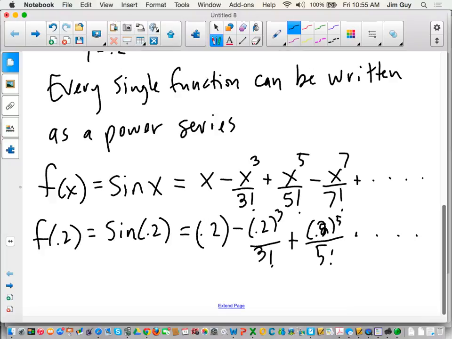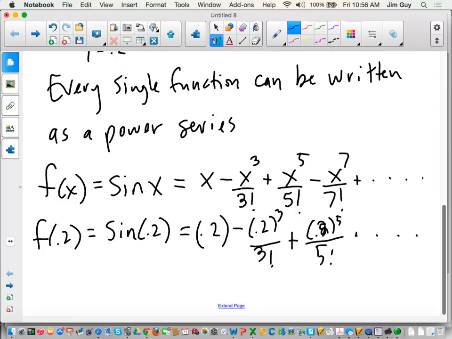So the big question is, before I plug 0.2 in, I need to know, will it converge? And it's a power series. It has a variable x. So it's no longer a question of, does this series converge? Now the question is, for what values of x does the power series converge? What can I put in here and get an answer? That's the question you're going to be answering in chapter 10.